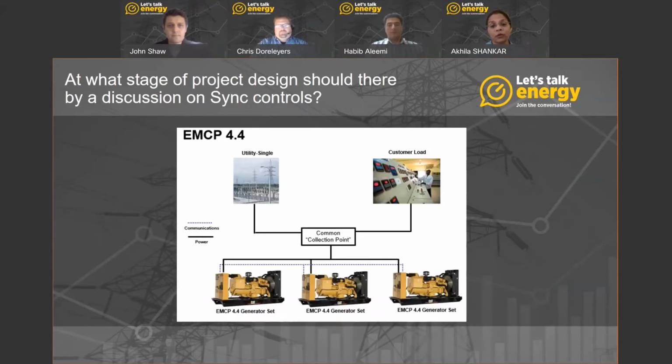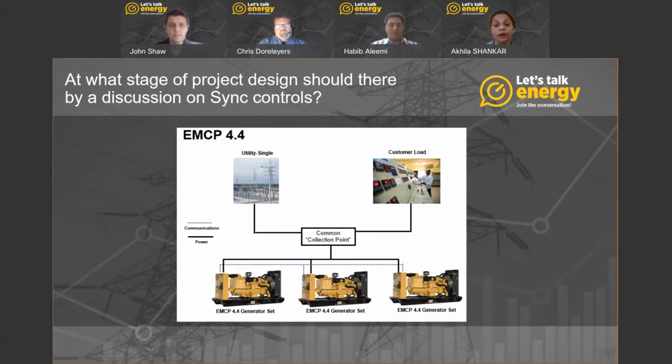The EMCP 4.4, which is the onboard paralleling controller, is suitable for paralleling a maximum of 8 units when they are hardwired interconnected, or a maximum of 16 units when Ethernet-based interconnection is used. This onboard paralleling controller, along with the wall mount master control panel, can be used for paralleling a single genset to a single utility feed as well.